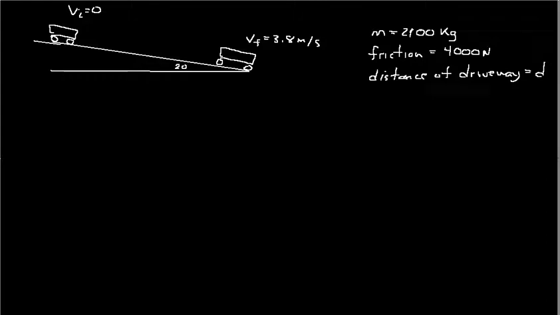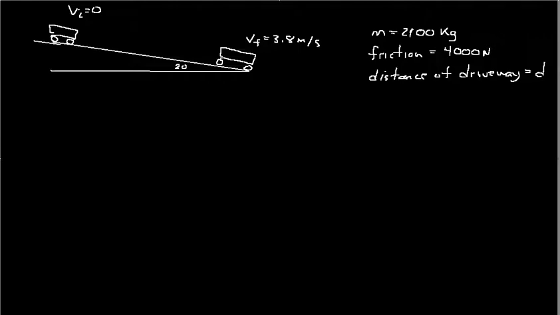Okay, so here's the problem, and it was from one of the practice problems in your textbook. The problem had to do with a 2100 kilogram car that was parked in a driveway, and then it starts rolling out of the driveway. The driveway is at a grade of 20 degrees, so we have the car starting at 0 meters per second because it's at rest, and then it starts backing out of the driveway, and friction force is working against it. They said the force of friction was 4,000 newtons.